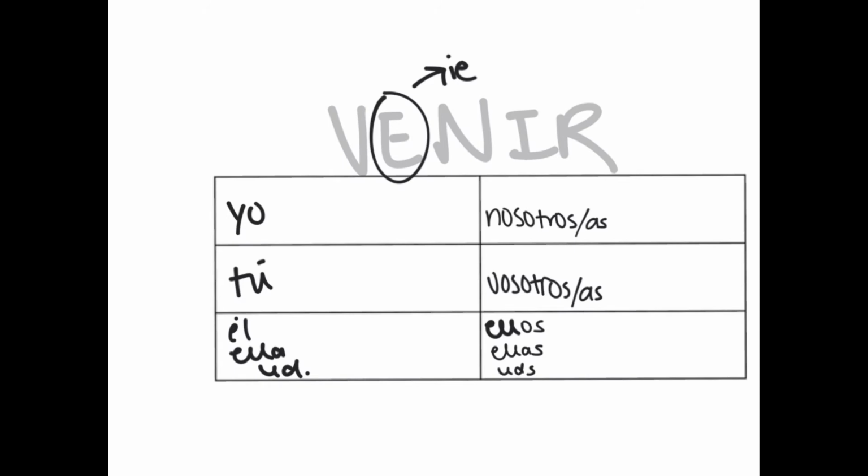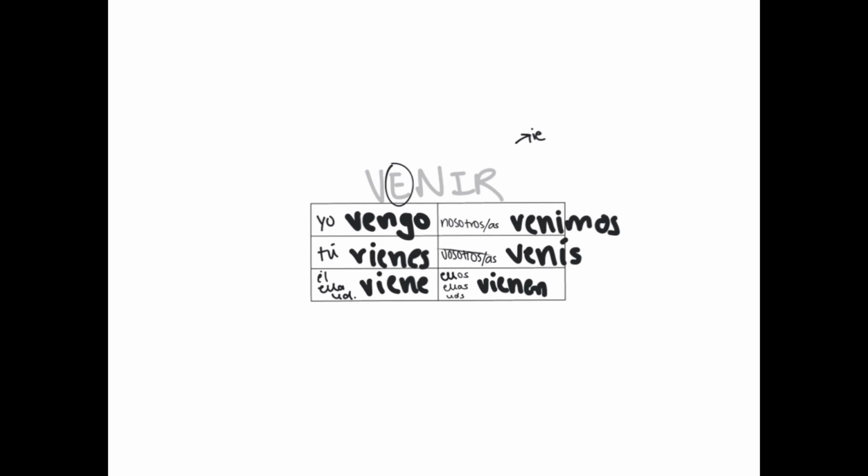The next one we'll conjugate is venir, and it is conjugated in exactly the same way as tener, where the yo form changes to the go verb, but then the rest are the boot verb: tú, él, ella, usted, ellos, ellas, ustedes, and the nosotros, vosotros are the same. Here it is written down.